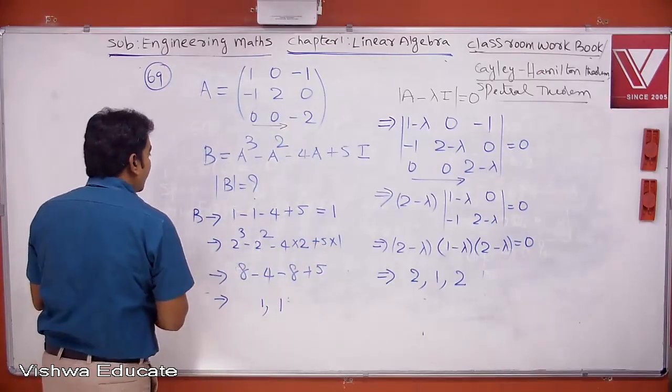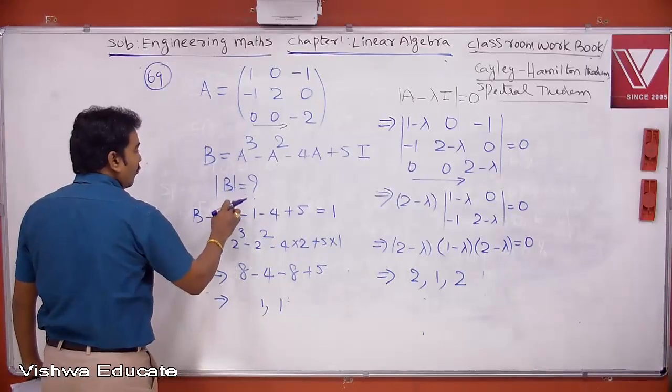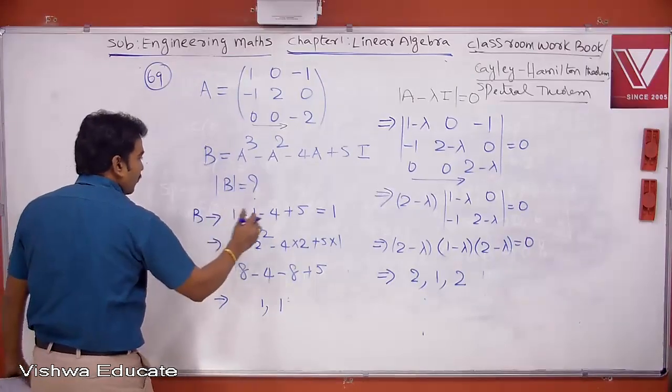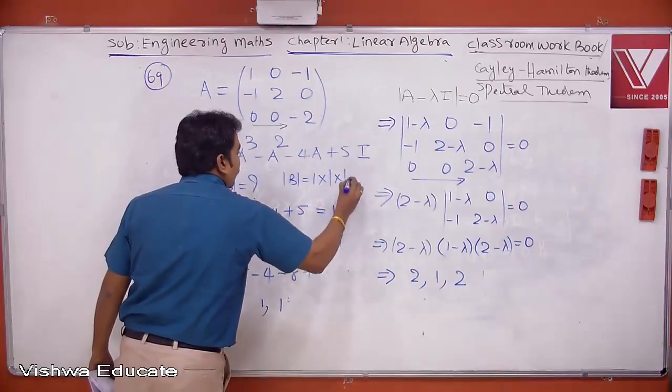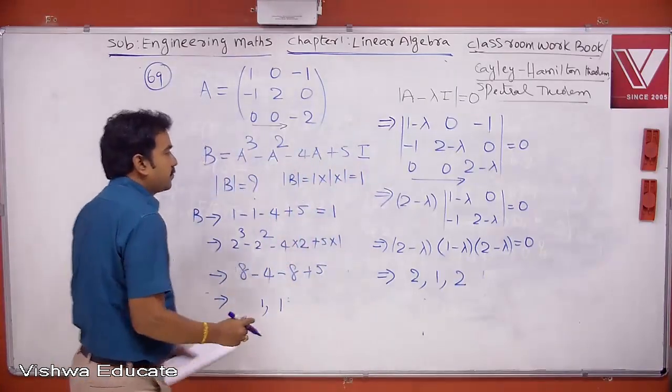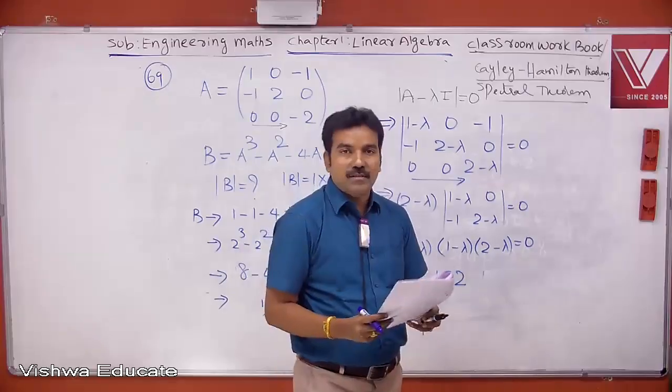Therefore the eigenvalues of B are 1, 1, 1. Therefore det B equals the product of all these, 1 into 1 into 1. So the result is 1. Note this.